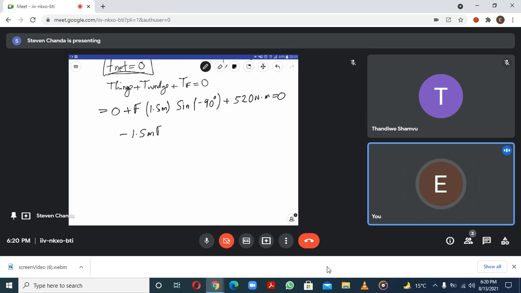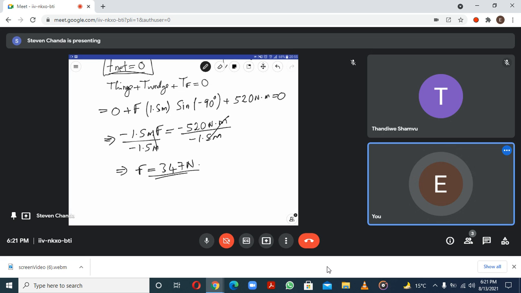Then that's the force. When we take this 520 to the other side, it's going to be negative 520 Newton meter over 1.5 meters over negative 1.5 meters. You cancel that, you cancel that. You're going to say negative 520 over 1.5. That's going to be what? 346.66. Sorry, since it was 346.66, just put it as 347 Newton. So pretty much that's how you answer this question.